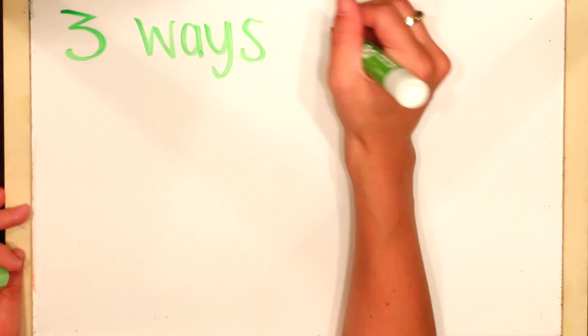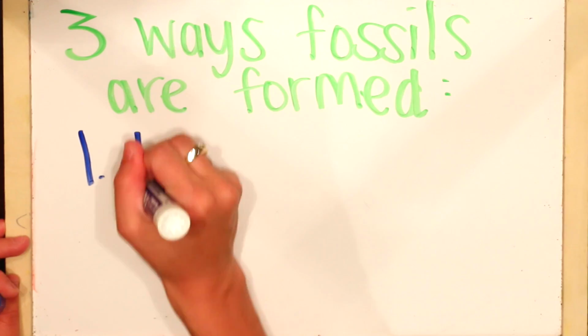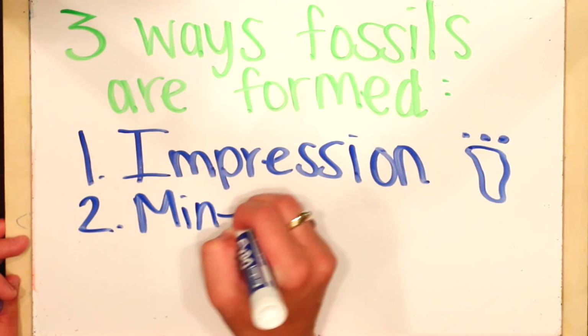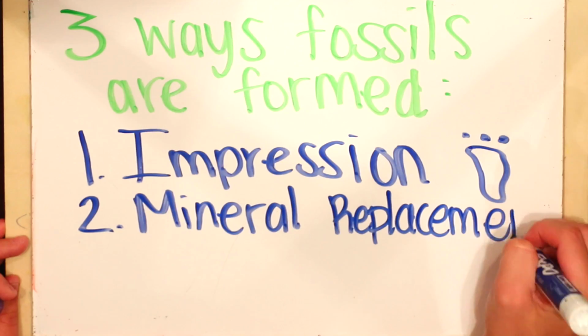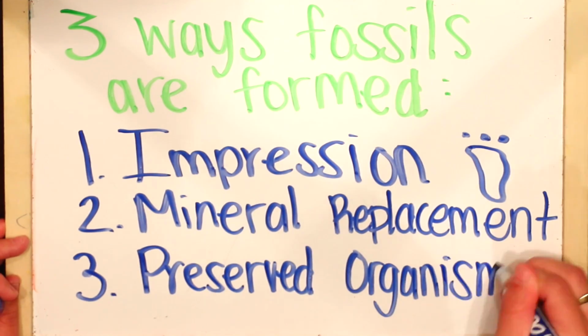Okay, there are three ways fossils are formed. The first is an impression fossil. The second is a mineral replacement. And the third is preserved organism.